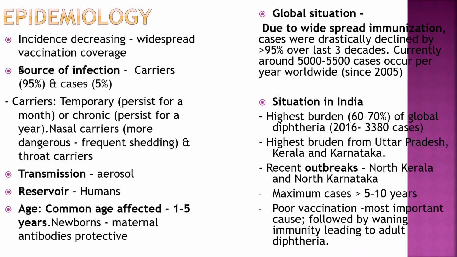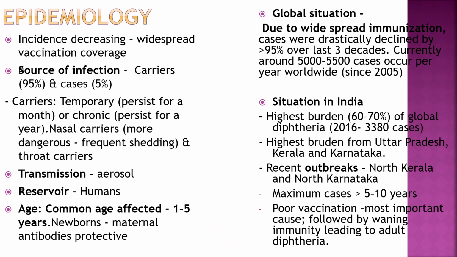The global situation: due to widespread immunization, cases have drastically declined by more than 95%. Currently, around 5,000 to 5,500 cases occur per year since 2005. But India has the highest burden, 60 to 70% of global diphtheria. In 2016, there were 3,380 cases. The highest burden is from Uttar Pradesh, Kerala and Karnataka.